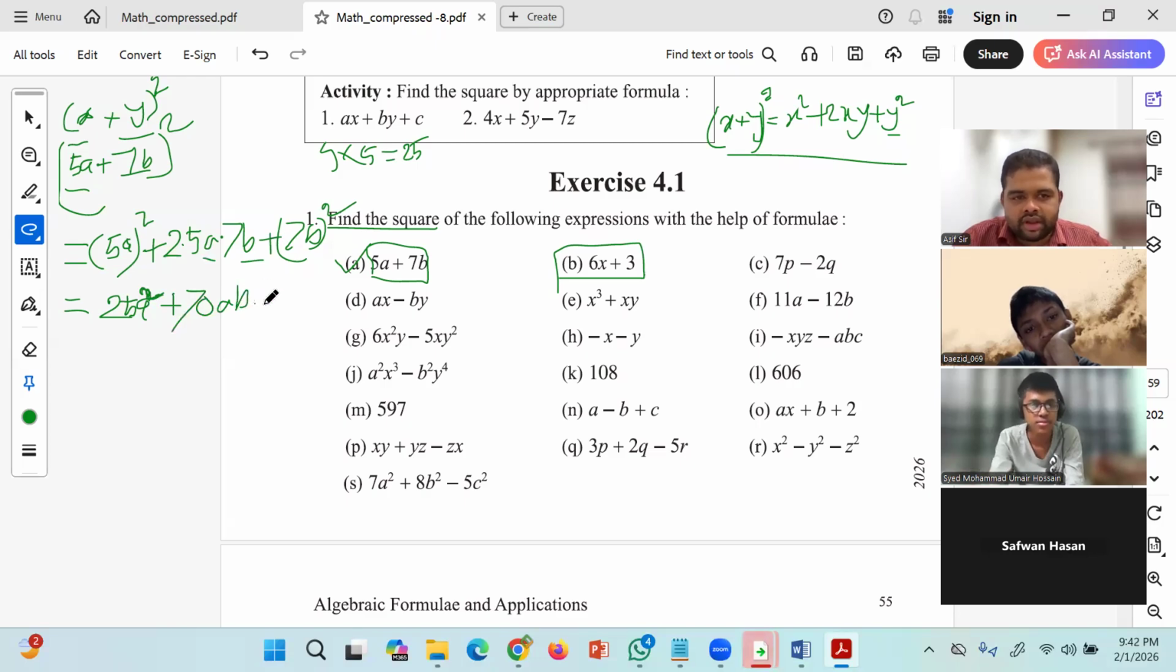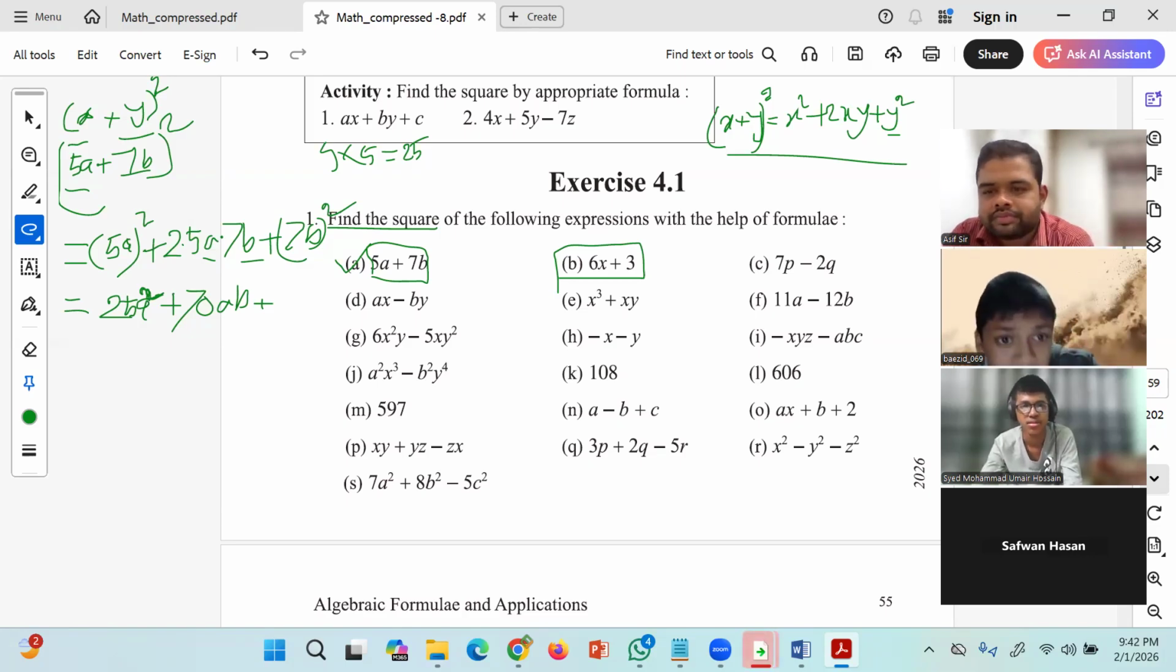And then let's move to the third part, which is 7b squared. Now, I will ask one of you from my choice. You can answer. Let's see if you understood the concept. Let's ask Bayezid069. Bayezid, can you tell me what is the value of 7b squared?